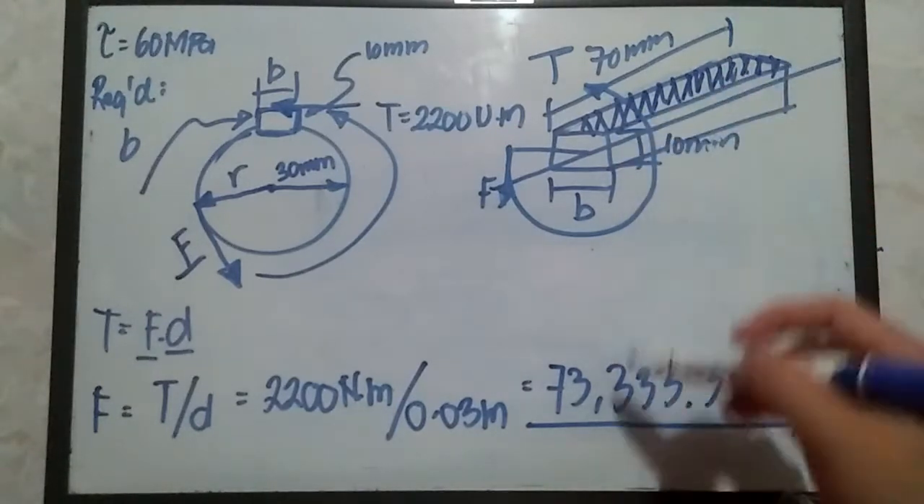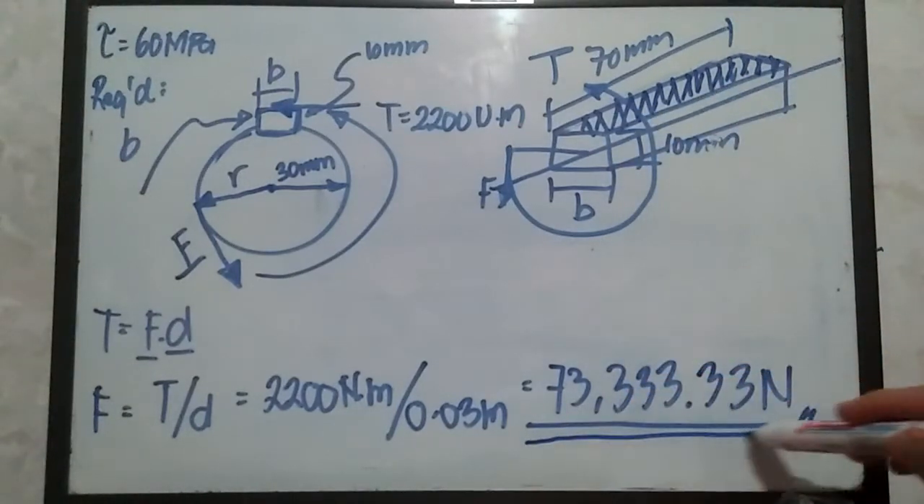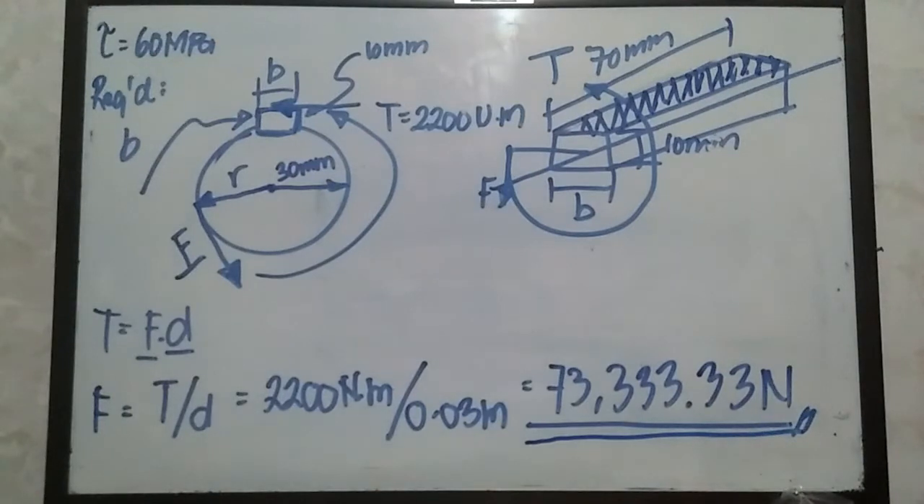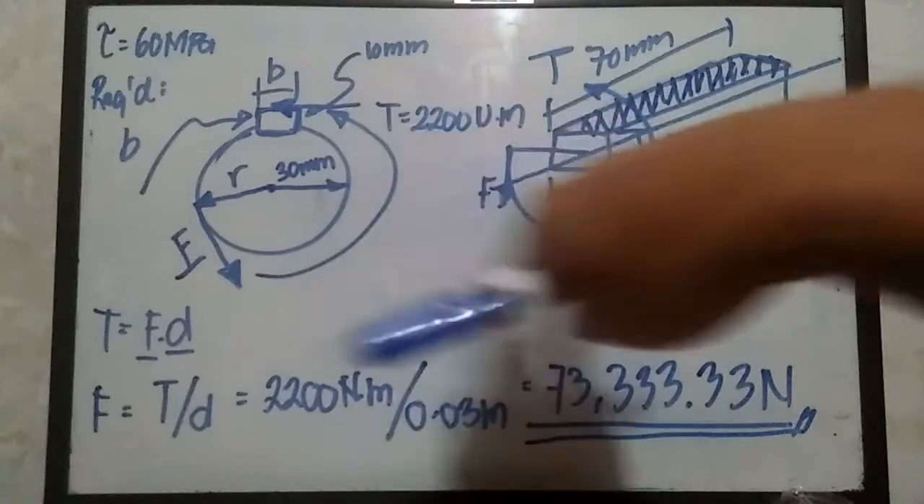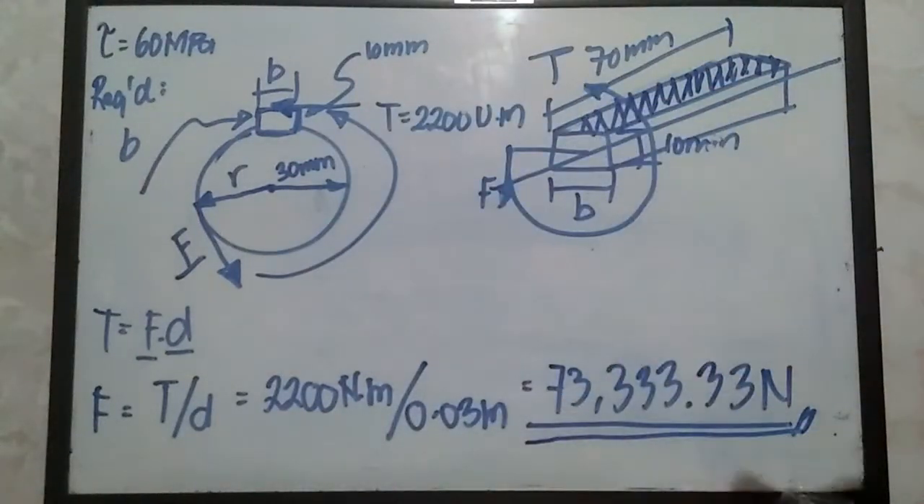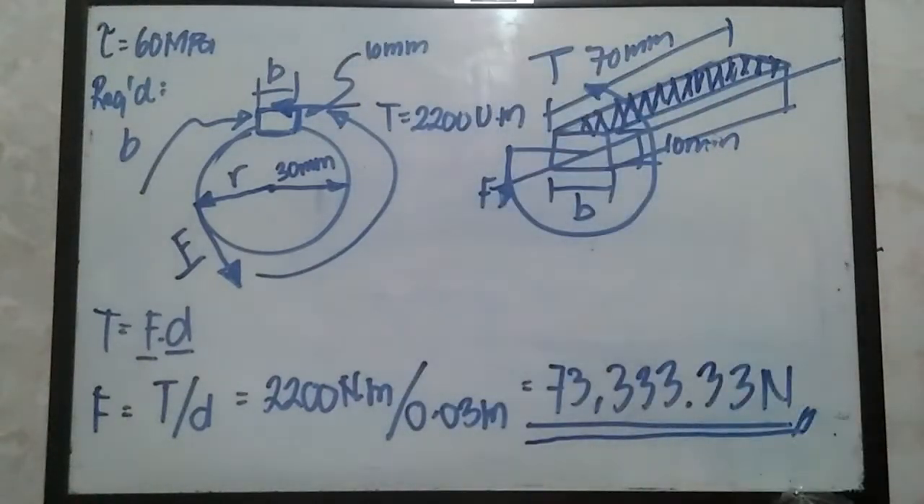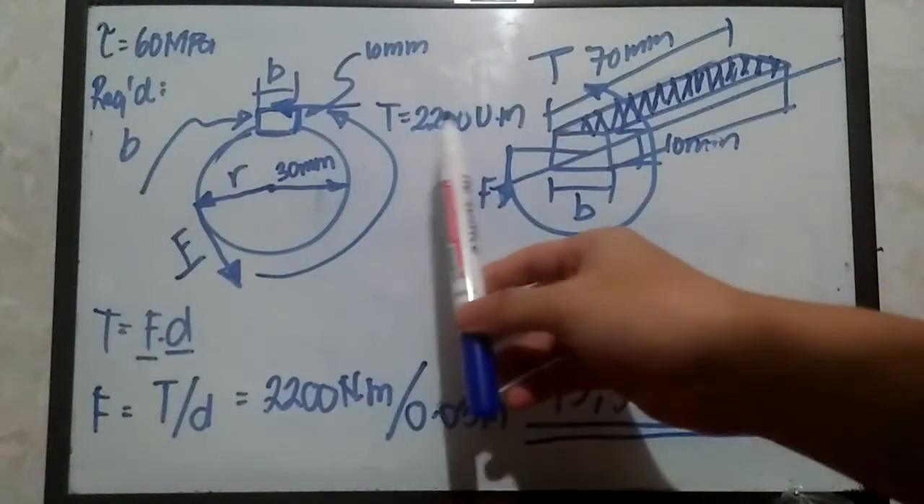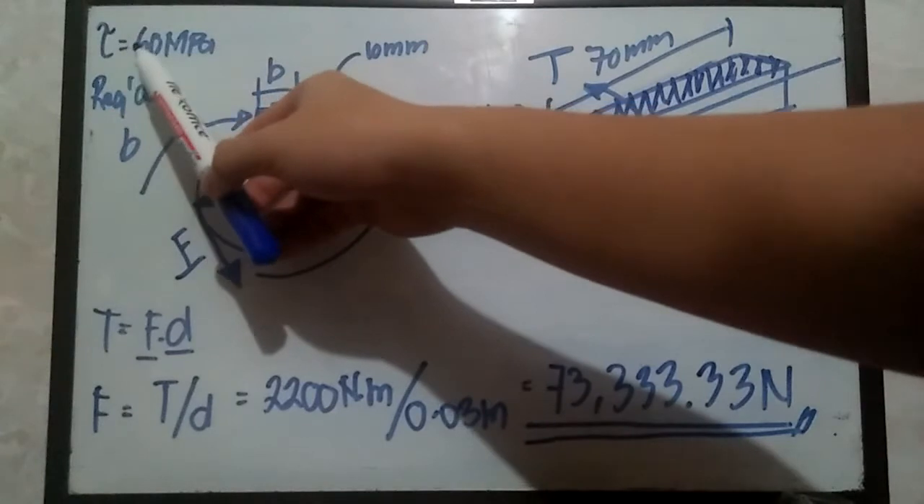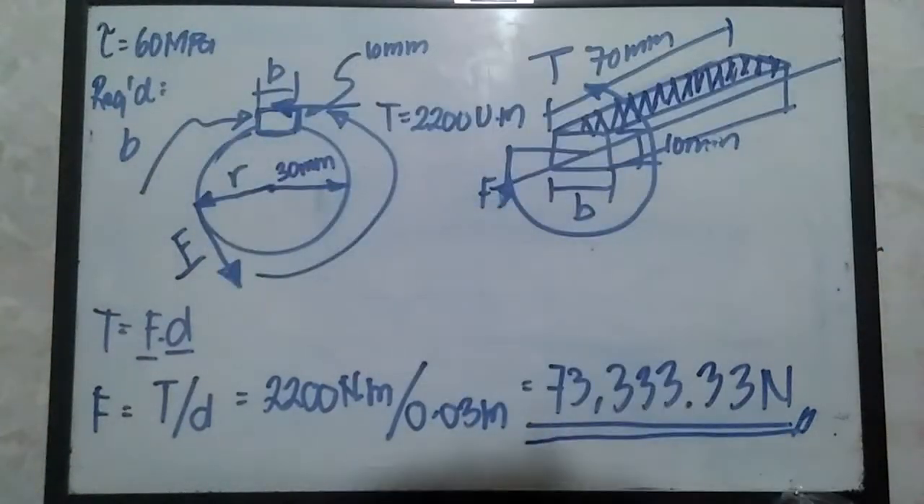73,333.33 newtons. So I hope that's clear on why it became like this, because it seems easy, but there are some trickiness. If we consider the fact the free body diagram looks like that, then solving for B, and what is the purpose of this torque and this allowable shear stress equivalent to 60 megapascals.